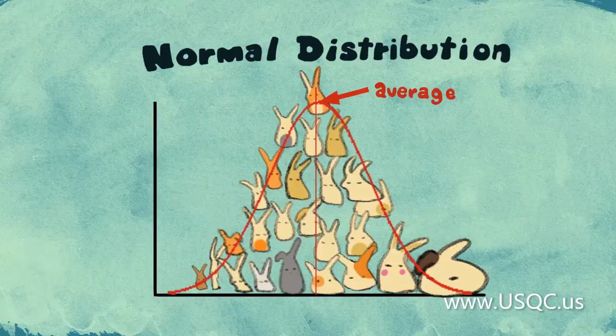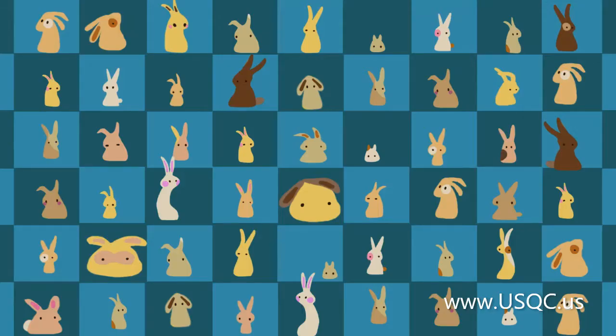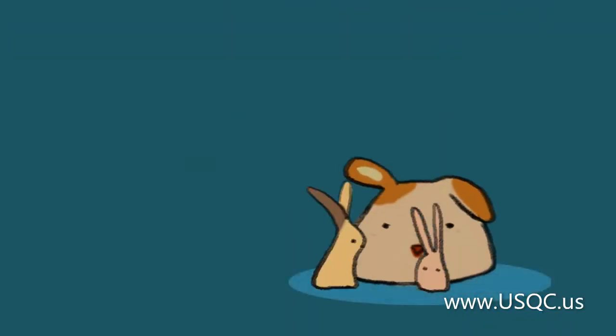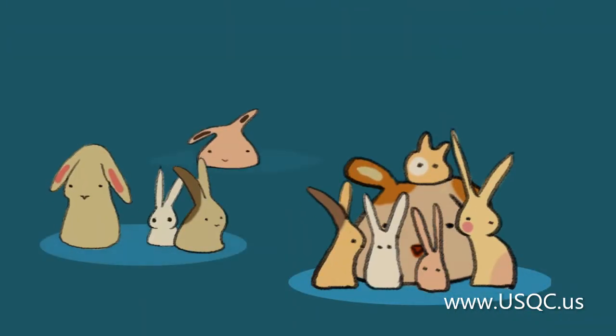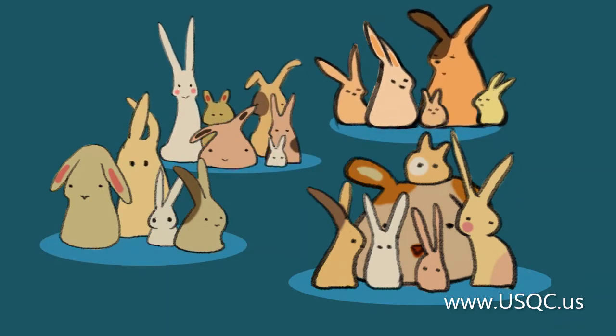Sadly, he has to give up his experiment, for it will cost him a fortune in carrots to complete it. So, he changes the plan. Instead of measuring every rabbit in the whole group, he decides to measure rabbits in small groups, chosen at random from the whole group. He knows that each small group won't necessarily be perfectly representative of the whole group, so he measures many small groups and then compares the averages of each.